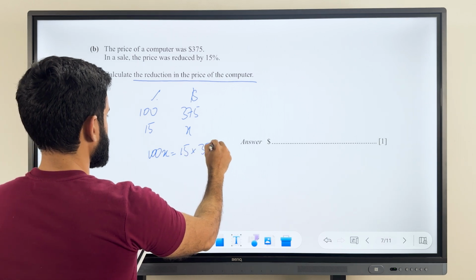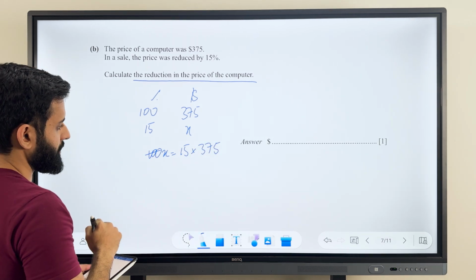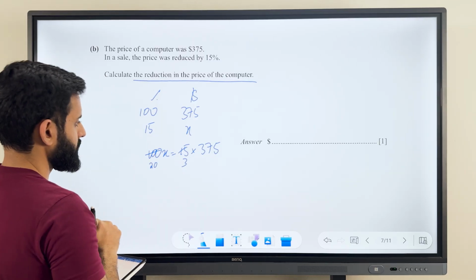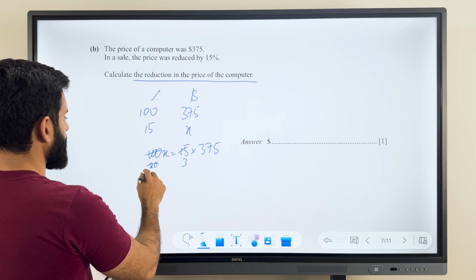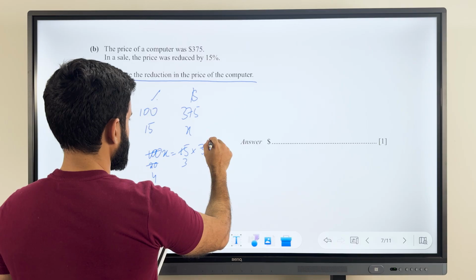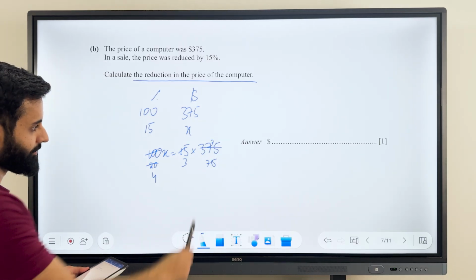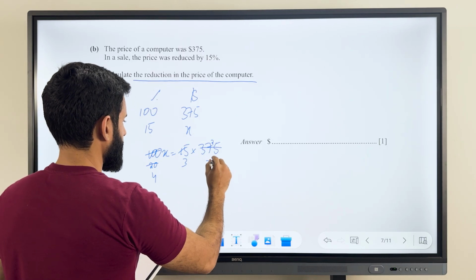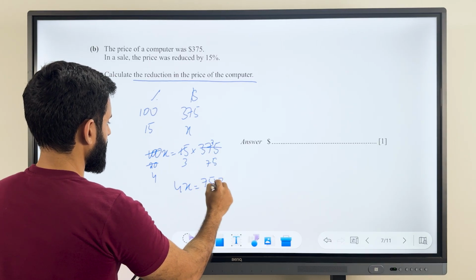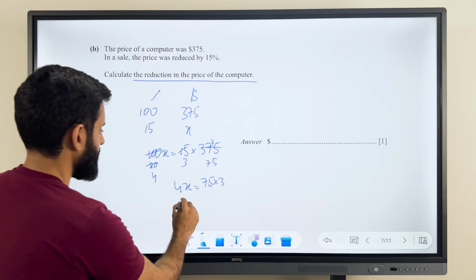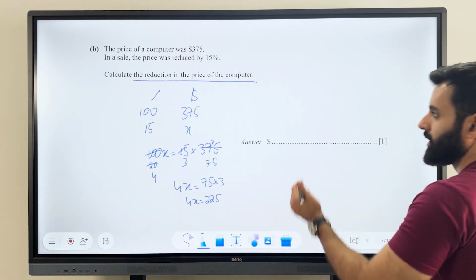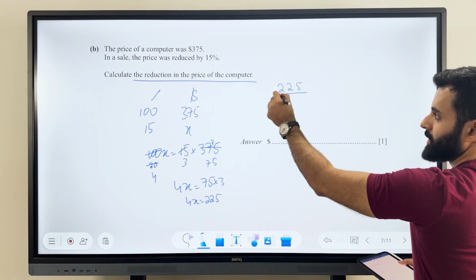So 15 into 375, let's start simplifying. Let's start simplifying using the table of 5. 5 2s are 10, 0 as it is, 5 3s are 15. Let's simplify using the table of 5 again. 5 4s are 20, 5 7s are 35, 2 carry, 5 5s are 25. Let's write that neatly. Okay, now what we're left with is 4x is equal to 75 times 3. Now what's 75 times 3? That's 225. So 4x is equal to 225.